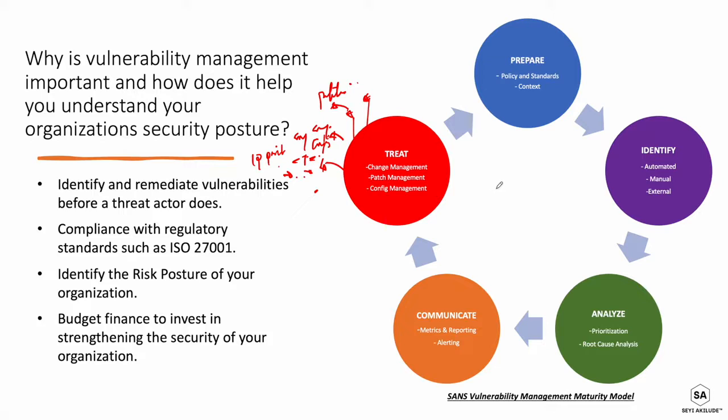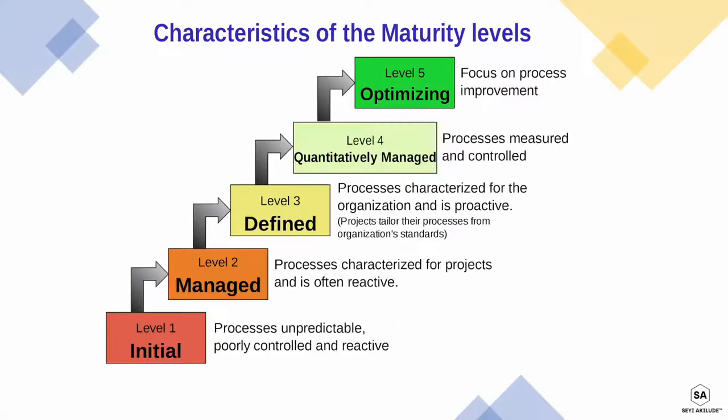So these are the five processes that a vulnerability management solution should have when you're creating your vulnerability management process. And each of these processes should go through a maturity level. That maturity model was developed by CMMI, which is the Capability Maturity Model Institute. They came up with five levels for improving the processes that a solution or a program should undergo.